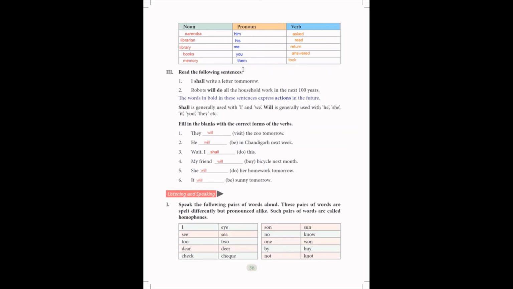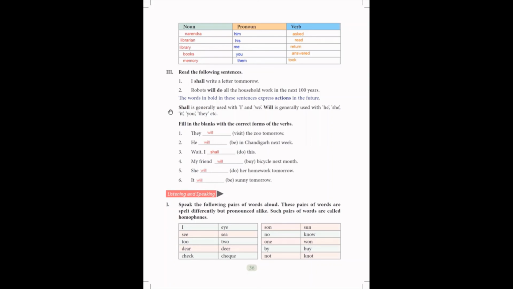All right, now we needed to find out nouns, pronouns, and verbs from the paragraph. Yashita will help us with these. First set of nouns. Yes. First is Narendra, librarian, library, books, and memory. Okay. Pronouns. Pronouns are him, he, me, you, them. Verbs. Ask, read, return, answered, took. All right.